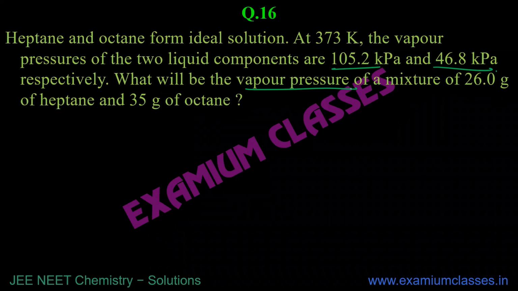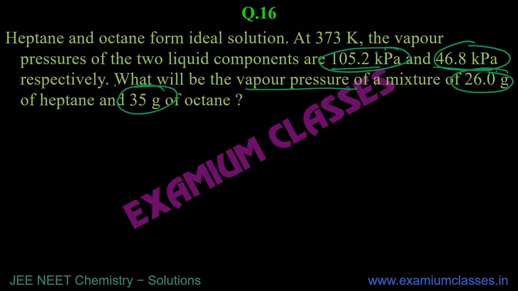Who will tell me the formula? Just unmute your mic and tell me the formula. P1 naught plus (P2 naught minus P1 naught) into Chi2, or we can interchange according to one or the other. But here in this case, it is just P1 plus P2. Obviously that is the formula. Because you know P1, you know P2, you can calculate X1 and X2. So you can directly use P total is P1 plus P2 actually.